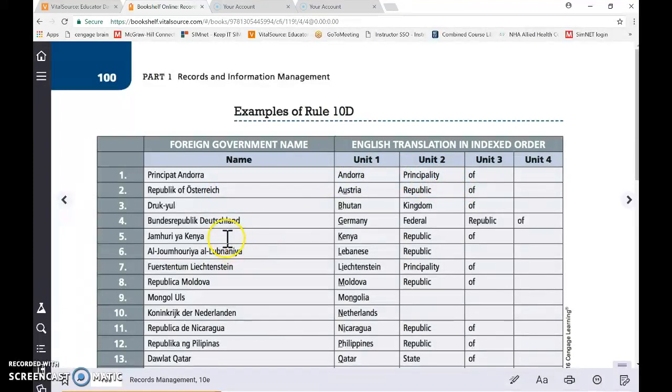So let's look at number 5 here. Jamhuri ya Kenya translates into the Republic of Kenya. So Kenya would be your first unit. Republic of is your second and third units. As you can see, the first unit is usually the country when you're looking at a foreign government name.